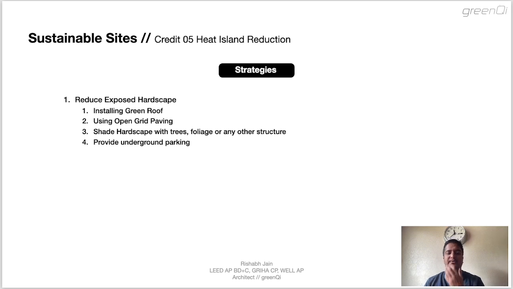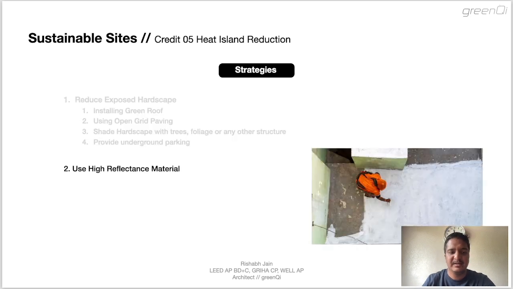The first strategy is to reduce exposed hardscape. Reducing exposed hardscape includes installing green roofs, using open grid paving, reducing exposure of hardscapes using shade from trees, foliage, landscaping, and other structures, and locating parking underground. So we are basically trying to shade the hardscapes or concrete areas that absorb heat.